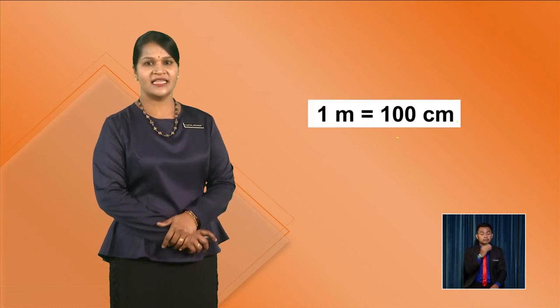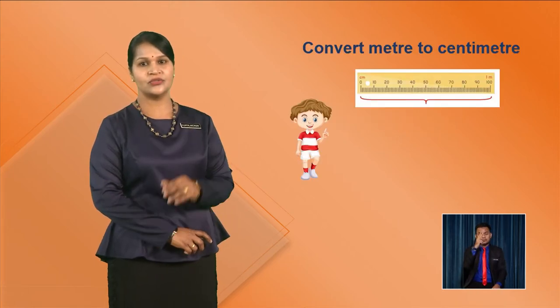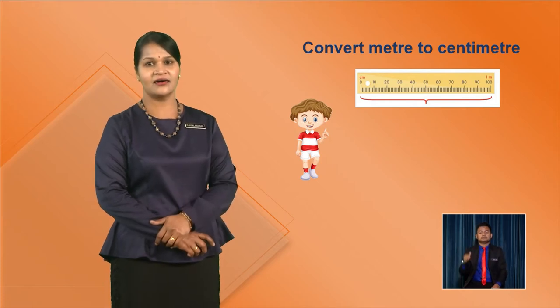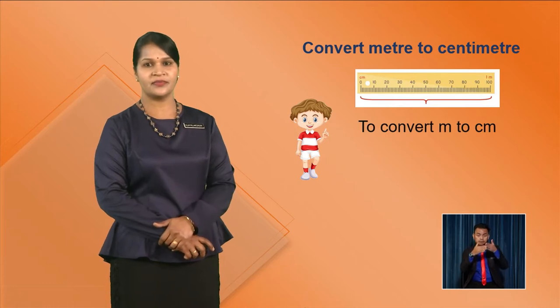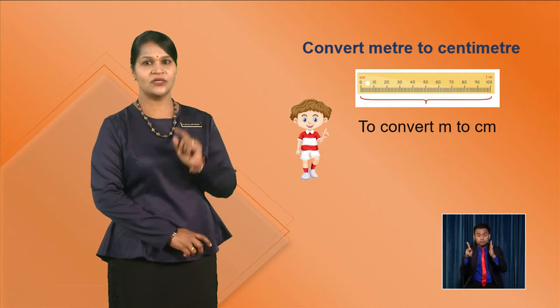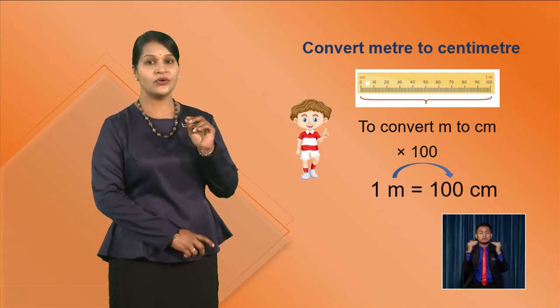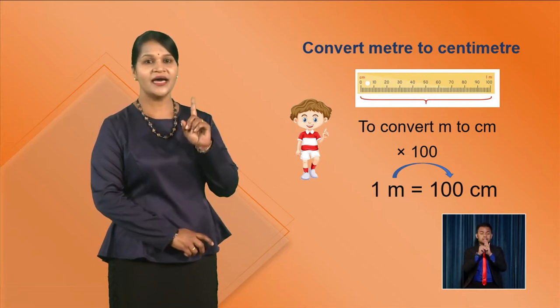We know that 1 meter is equal to 100 centimeters. We can also say that there are 100 centimeters in 1 meter. Look at this ruler shown in the picture. There are 100 graduations along the edge of the ruler. This indicates that 100 centimeters is equal to 1 meter. To convert meter to centimeter, we have to multiply by 100.